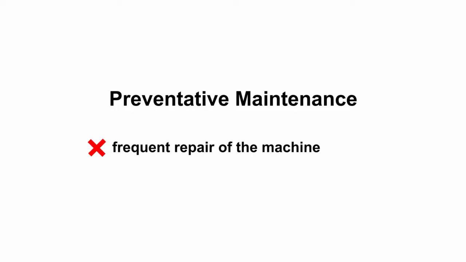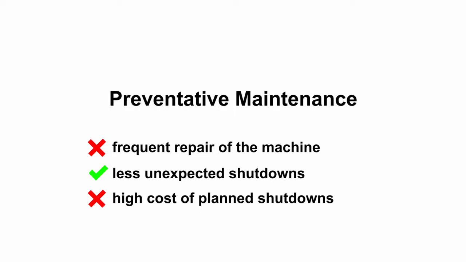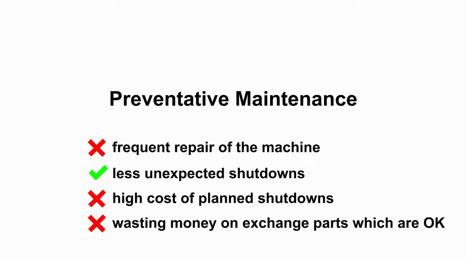The second type of maintenance is preventative maintenance. Repairs are done at predetermined intervals regardless of the actual condition. Here is a big problem with the repair frequency. You could repair the machine very frequently, and your unexpected shutdowns could be reduced to near zero. But your planned shutdowns and the costs would of course be enormous. On the other hand, very low repair frequency is a similar approach to maintenance after failure. Another disadvantage is that you are wasting your money because of the exchanged parts which are okay.